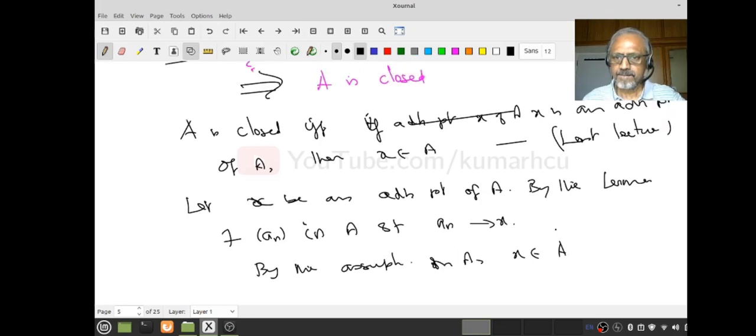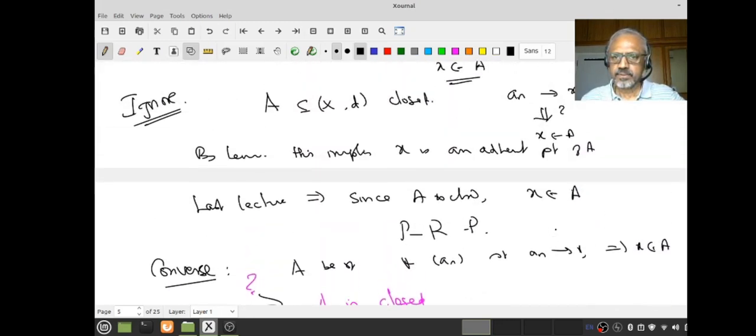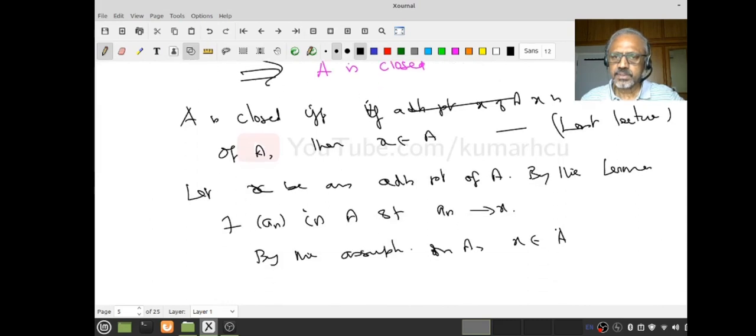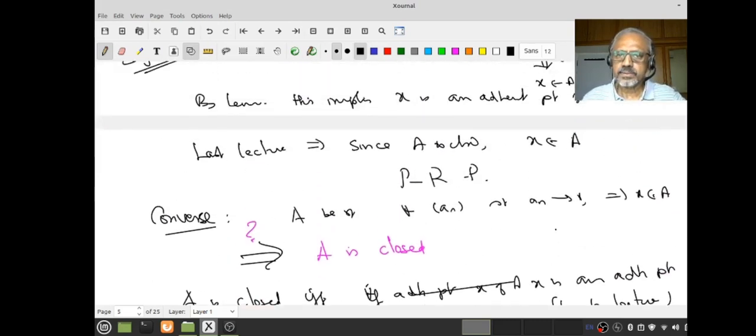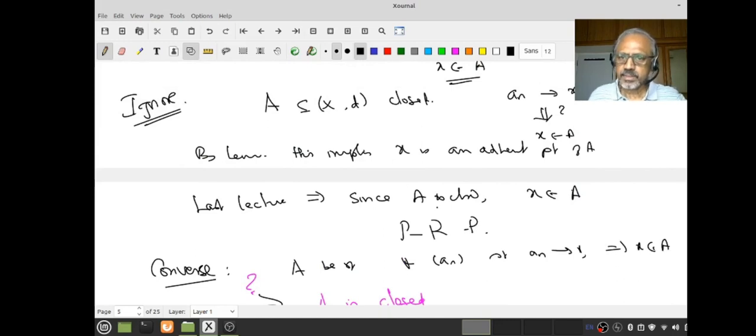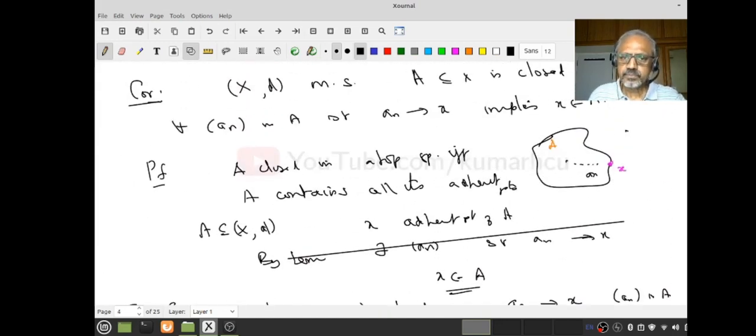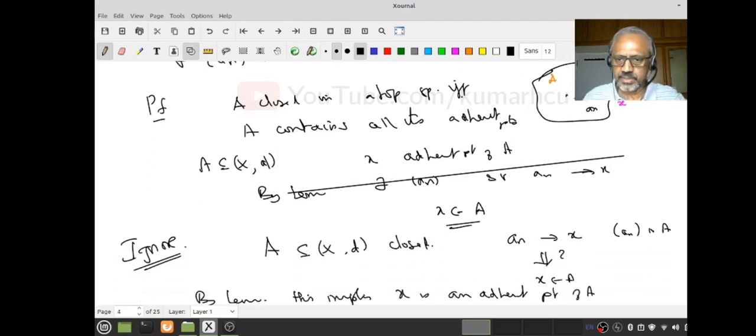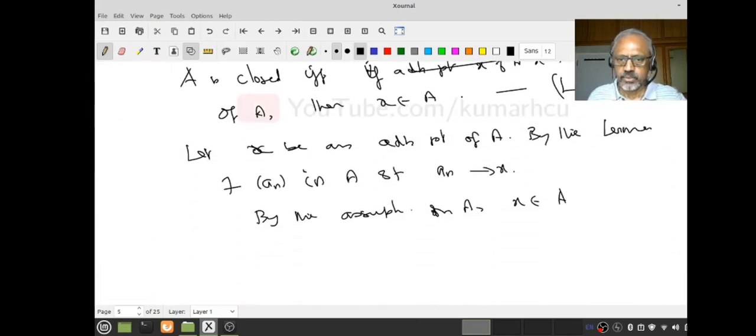Go back. What's the assumption? The assumption is this: if a_n is a sequence in A and a_n converges to x, then x must be in A. With this assumption, A must be closed. Do you understand? So that's what we proved. So let me repeat what I said yesterday, because when I go through this kind of logical things, now I understand why many students find topology difficult.